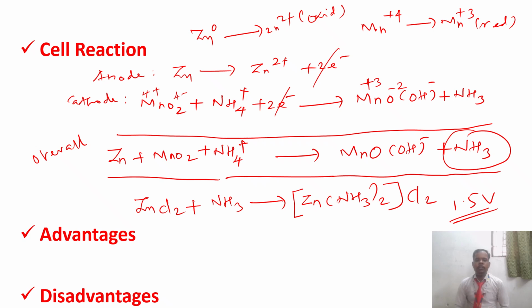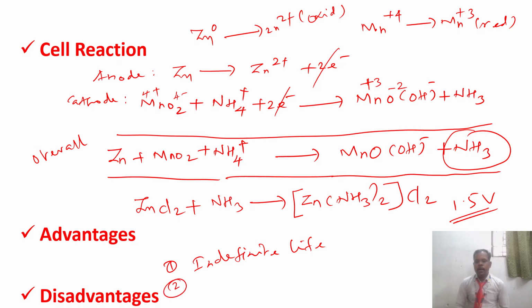Then it has some disadvantages. Why? Because the dry cell does not have an indefinite life. That is the first point. Because ammonium chloride is acidic in nature, it will automatically corrode the zinc container. That is the first disadvantage.